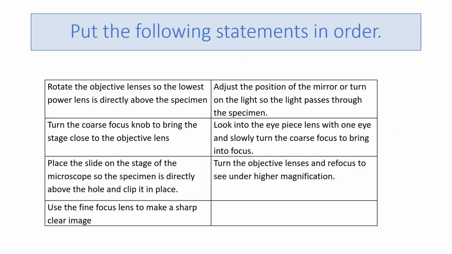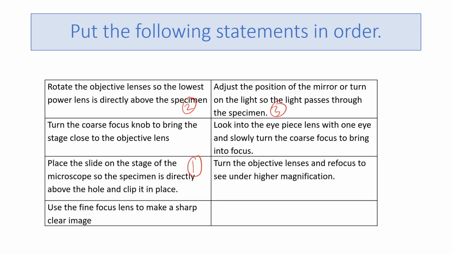So if you were asked to put the following statements in order, this would not be likely as an exam question, but if you press pause now, see if you can do it. Now you could potentially argue for a slightly different order, but let's have a look at them. So the first thing I'd suggest is that you place the object on the slide. Second thing I would suggest is that you rotate the objective lens so it's at the lowest magnification. You then adjust the mirror, turn on the light.